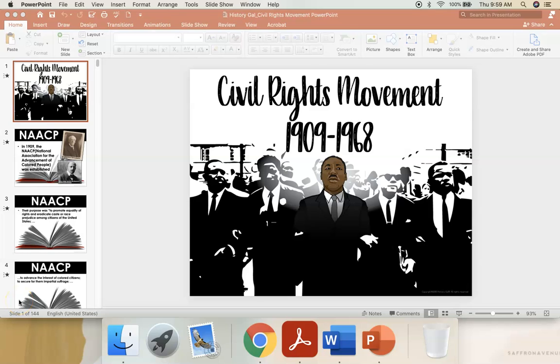All right, so for this unit, we are going to cover the Civil Rights Movement. Now, I know the time period on the slide says 1909 to 1968. However, the Civil Rights Movement that we mostly think about for history purposes is going to take place during the 50s and 60s. But this unit will actually cover the entire Civil Rights Movement.